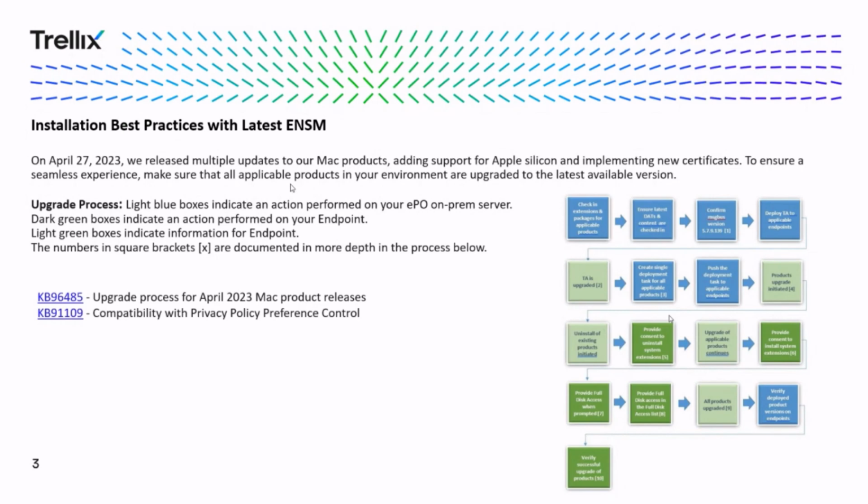The first KB talks about the upgrade process for any Trellix Mac products which are released after April 2023. It will talk in detail, with steps, about how you can go ahead and perform the upgrade successfully so that none of the products are impacted and the system is functioning perfectly after the upgrade.